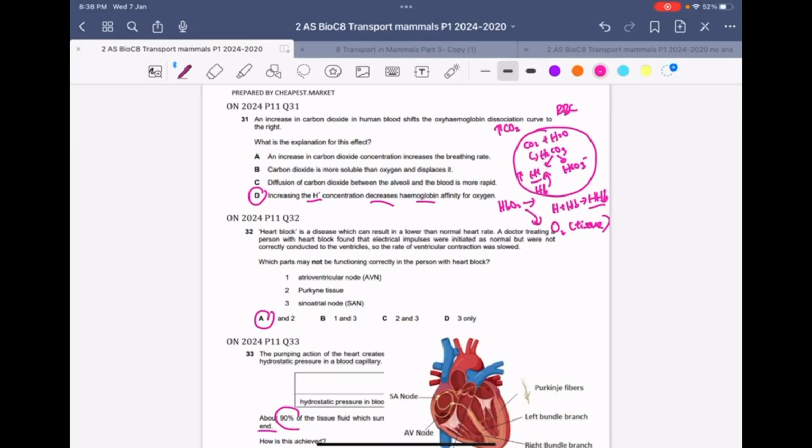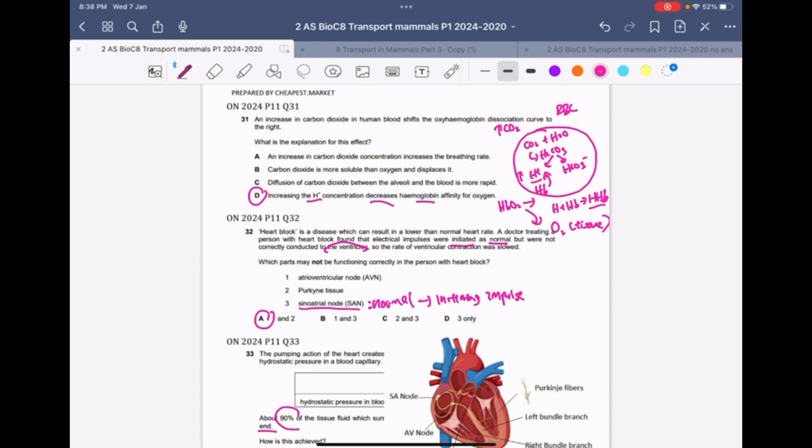Heart block is a disease that results in lower than normal heart rates. The doctors found that electrical impulses were initiated as normal, but were not correctly conducted to the ventricles. Since the electrical impulses were initiated as normal, this shows that the sinoatrial node, which is this node, is normal. Because the function of the sinoatrial node is to initiate the impulse.